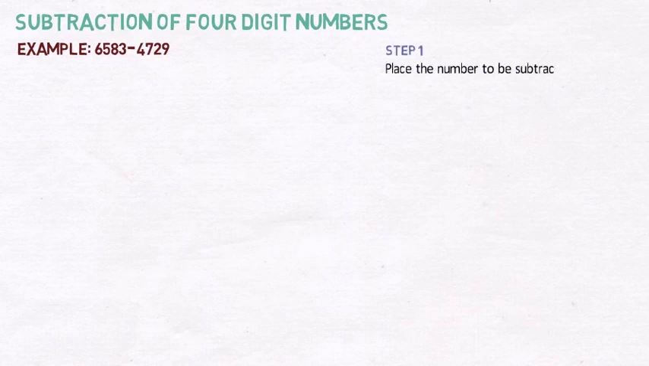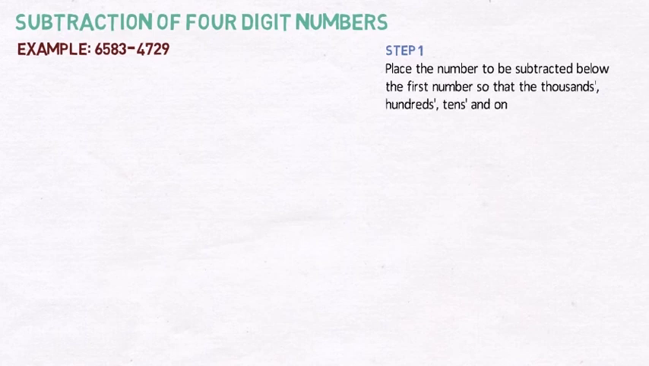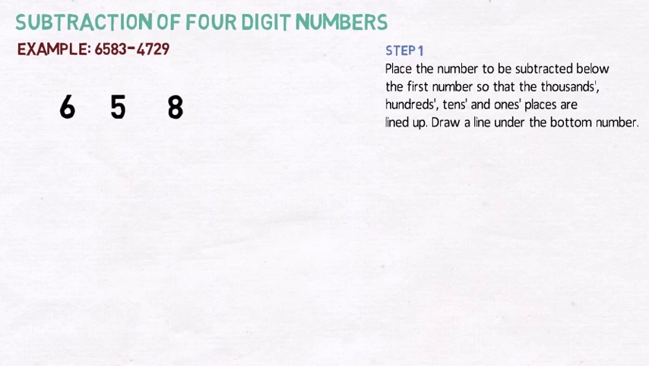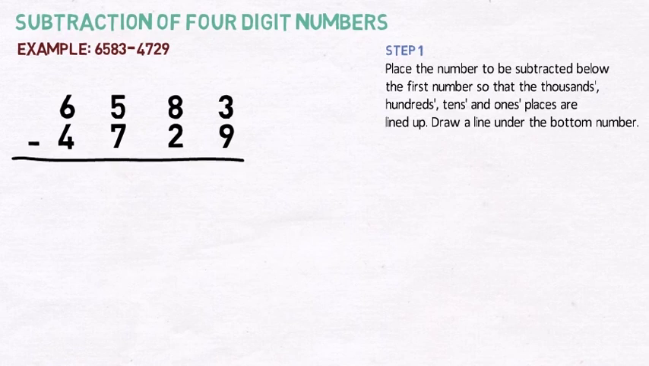Place the number to be subtracted below the first number so that the thousands, hundreds, tens, and ones places are lined up. Draw a line under the bottom number. Step 2.